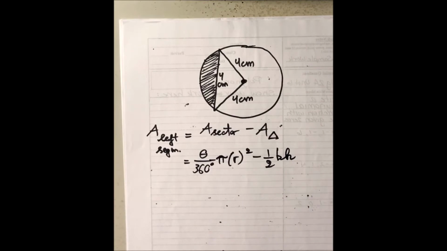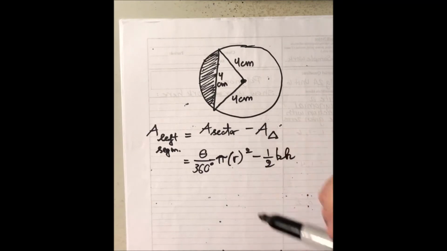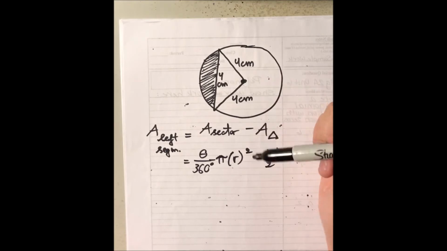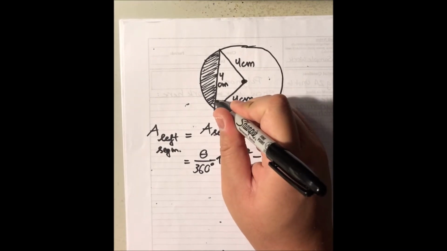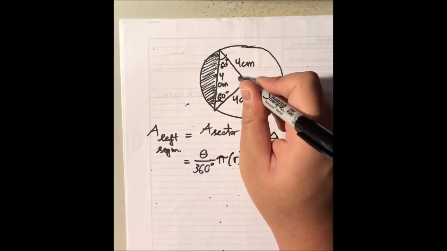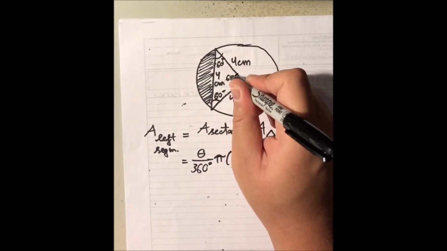So how do we figure out the central angle? How do we figure out the height of the triangle? Well, if we take a look at this triangle here, all 3 sides are the same. So this is an equilateral triangle. So that means this angle has to be 60. This angle has to be 60. And of course, the leftover has to be 60 as well.